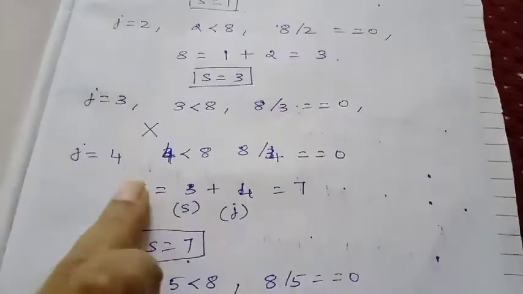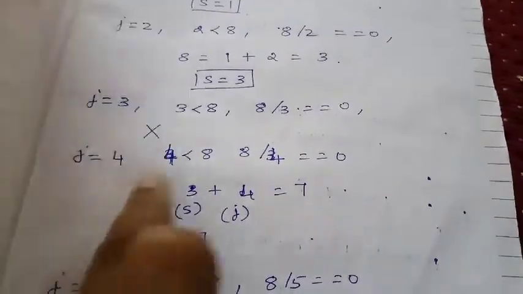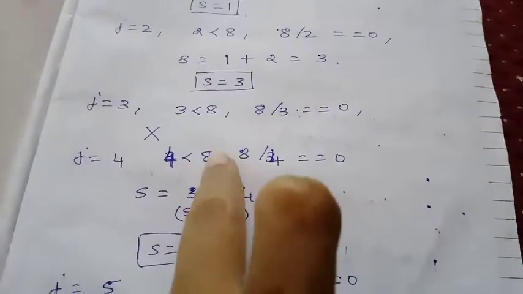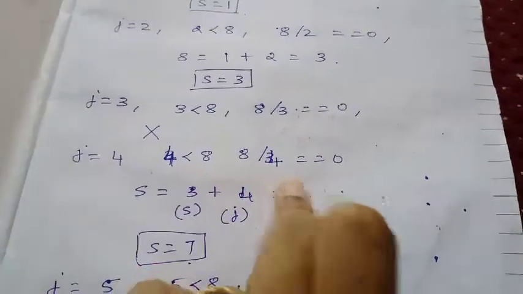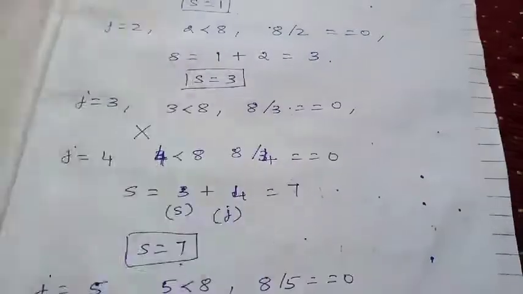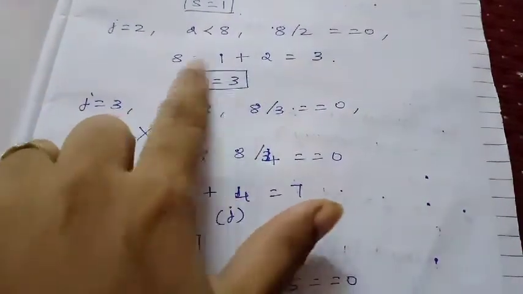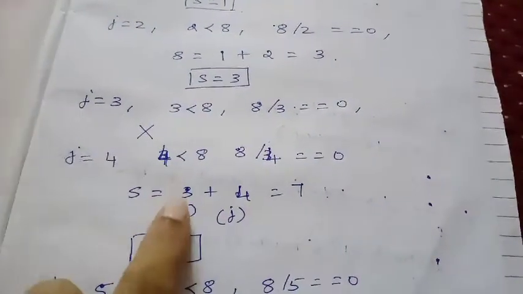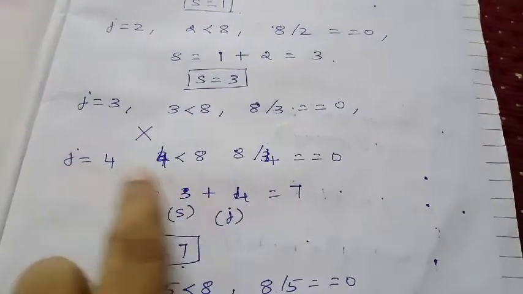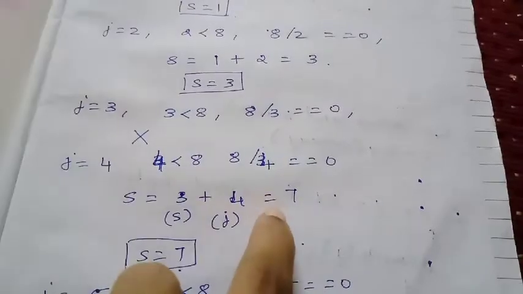Then it will again come to the next iteration, j is equal to 4. j is less than 8 and 8 is divisible by 4, so you will be getting the 0 value, and again this factor 4 will be added. See, as of now s is equal to 3, so s value 3 will be substituted and j is equal to 4. So 3 plus 4 is equal to 7. So s is equal to 7.